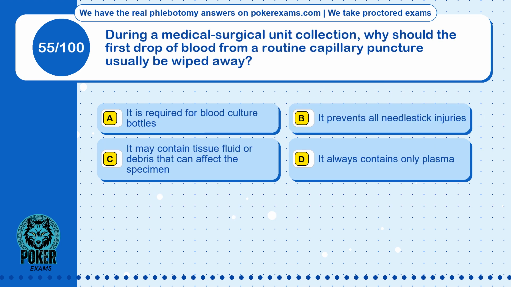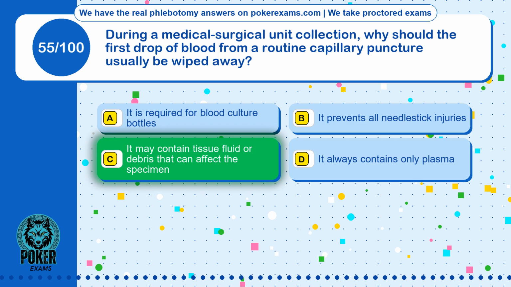Question 55. During a medical surgical unit collection, why should the first drop of blood from a routine capillary puncture usually be wiped away? Option A. It is required for blood culture bottles. Option B. It prevents all needle stick injuries. Option C. It may contain tissue fluid or debris that can affect the specimen. Option D. It always contains only plasma.